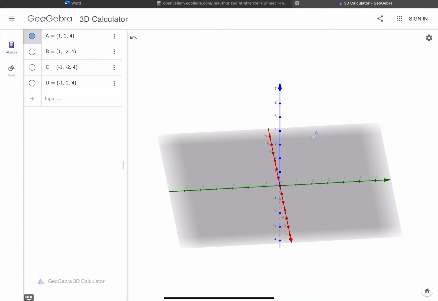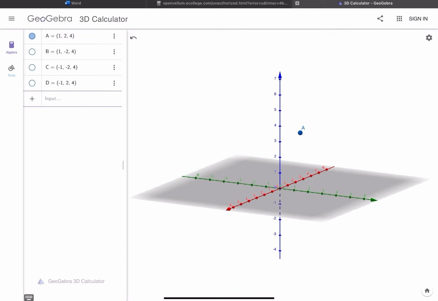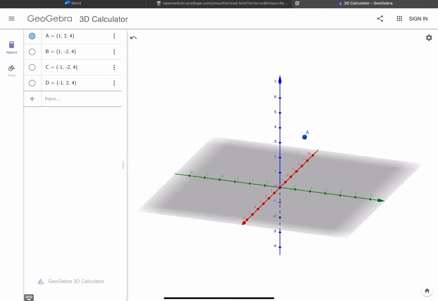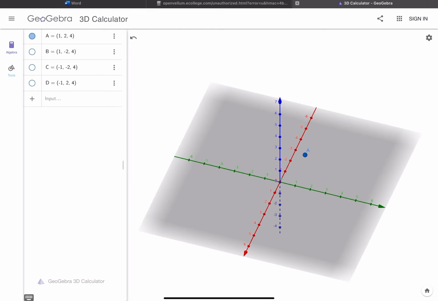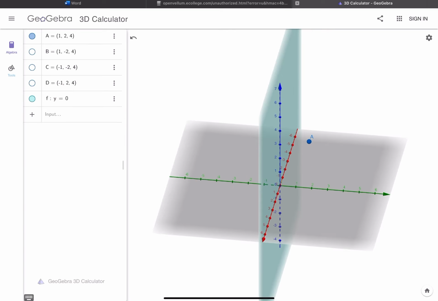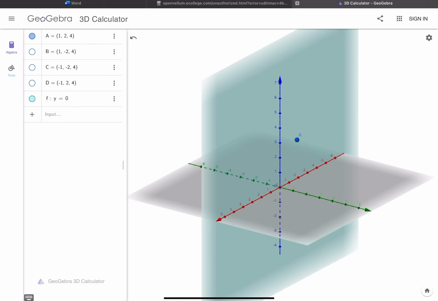So one thing that we want to do is find a plane that's parallel to the xz plane that contains the point A. So the xz plane means that y equals 0. So y equals 0 is this plane. This is the xz plane. Y is 0, and then x and z can be whatever they want. That's just like having another two-dimensional coordinate plane. It's just not the xy plane.